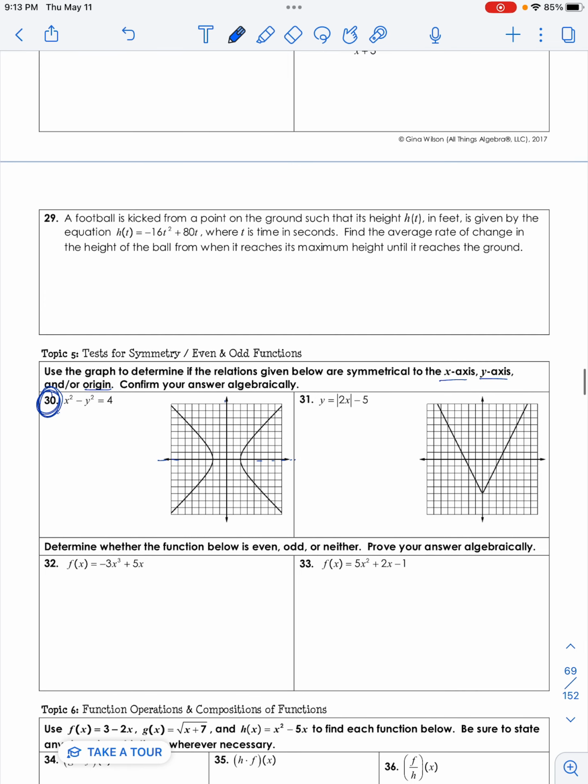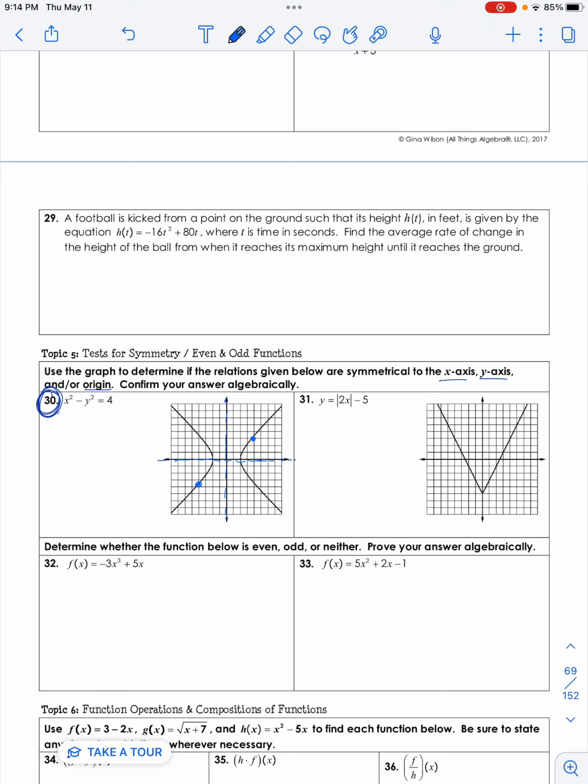In number 30 here, I'm talking about even, odd, and origin symmetry. Even and odd functions, and functions that have y-axis, x-axis, and origin symmetry. You can look at this visually and see that it has y-axis symmetry, it has x-axis symmetry, and it's a little harder to see, but it does also have symmetry with respect to the origin. And we can test this out algebraically.